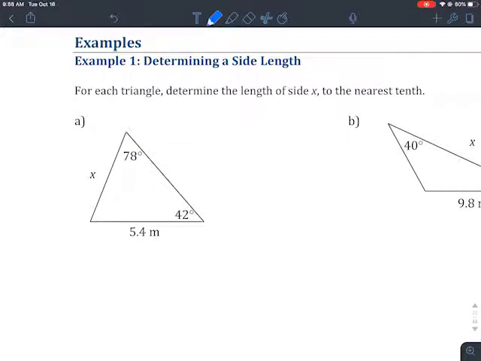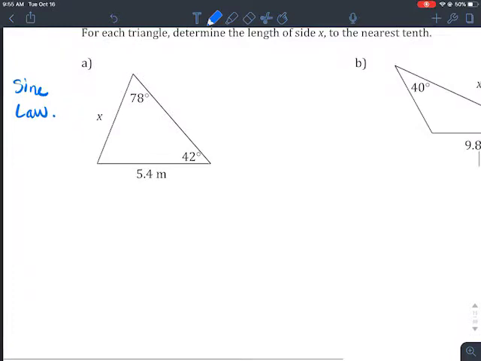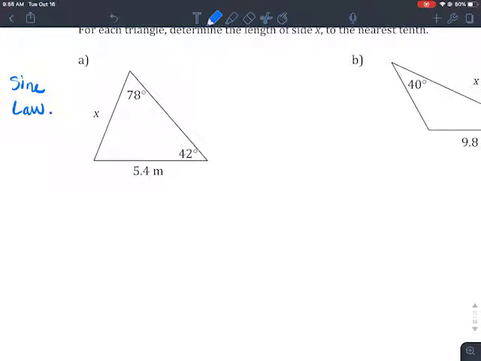So for the very first one, for each triangle, determine the length of side x to the nearest tenth. Now this triangle is not a right angle triangle, so I can't use the Pythagorean theorem. I can't use sine, cosine, and tangent like I've learned them before. Here we have to use the sine law. Okay, and the way we're going to use it is I'm going to say x is the side length we want to find. Now we have to divide it by the sine of its opposite angle, the angle across from it. So we have to take the sine of 42 degrees. If you notice, those are opposite.